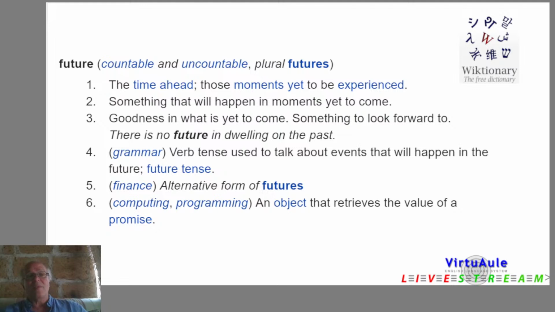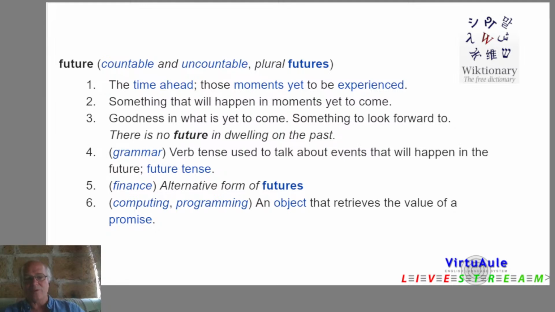We can talk about the future. The future is bleak. The future is good. This is future as uncountable, which is usually uncountable, but it also can be plural. Let's see how. Number one, the time ahead, those moments yet to be experienced. Okay, yet to be experienced. So they are still to come.